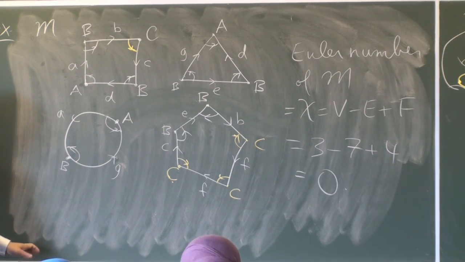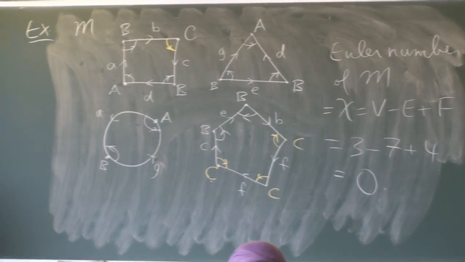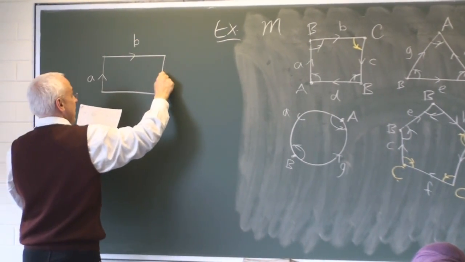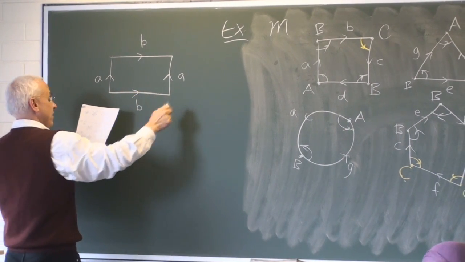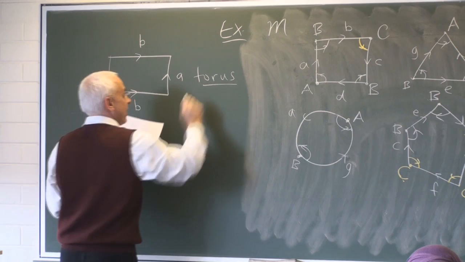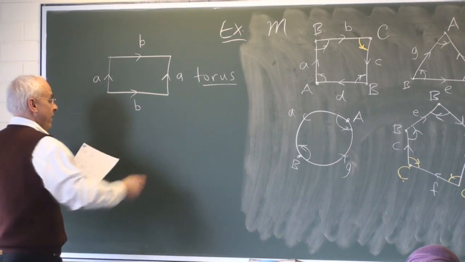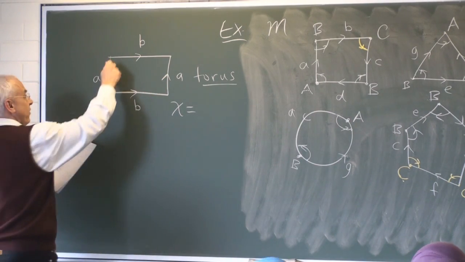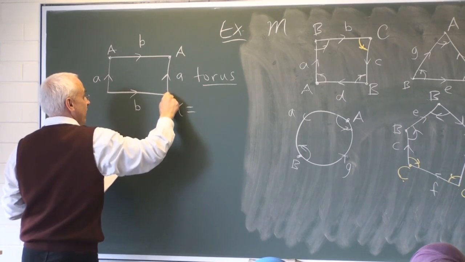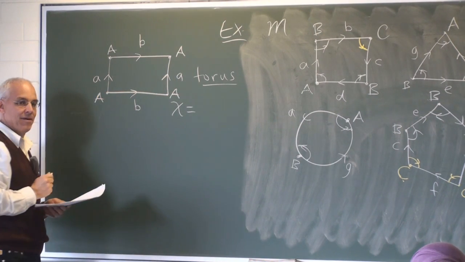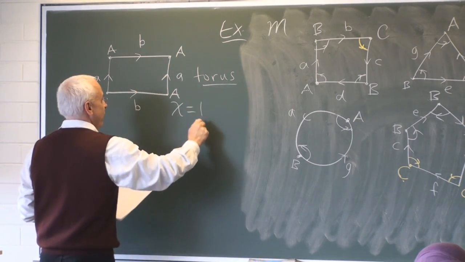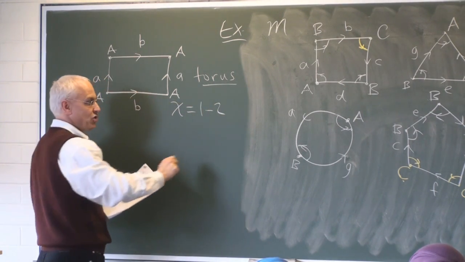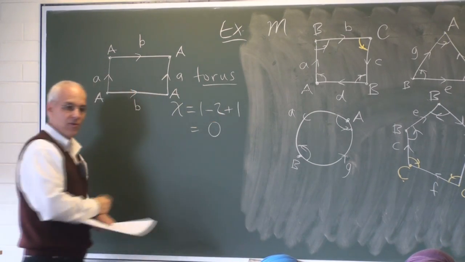What are the possibilities for a surface of Euler number 0? Well, I remind you that if we have a torus, which we might write A, B, like this, that's a torus. We can actually calculate its Euler number directly from here also. These vertices are all the same. They're all glued together. There's 1 vertex, there's 2 edges, and there's 1 face, so its Euler number is also 0.